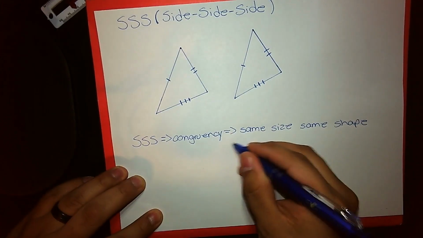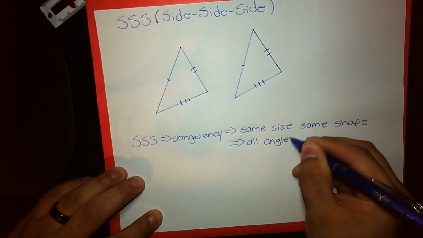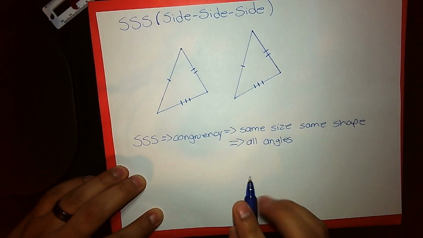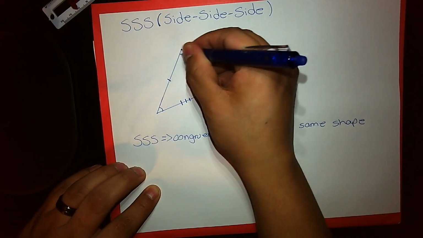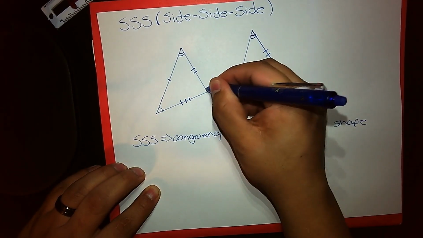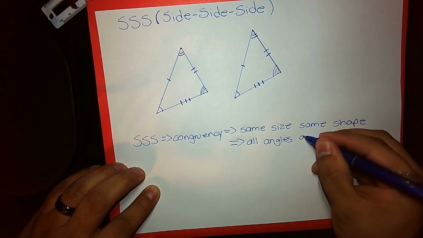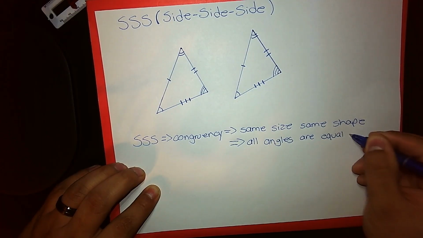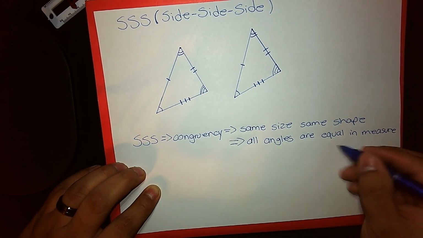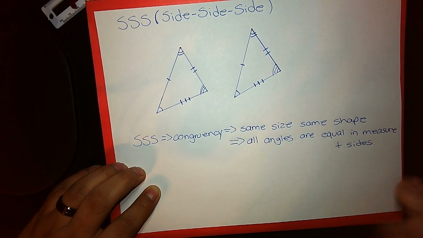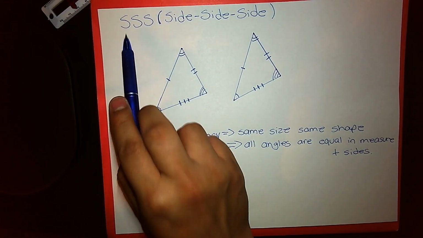Well, that just means that all the angles in those triangles are equal to each other. So this angle is equal to this one, that angle is the same measure as that one, and this angle is the same measure as this one. So it tells us all angles are equal in measure, and all their side lengths are equal in measure. So I'm just going to put plus sides. But let's actually understand how and why side, side, side works.